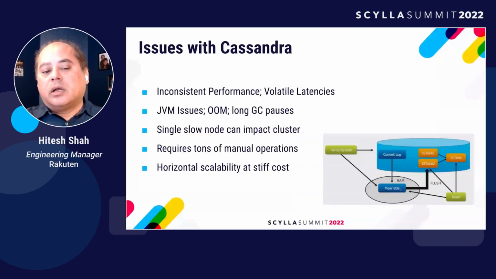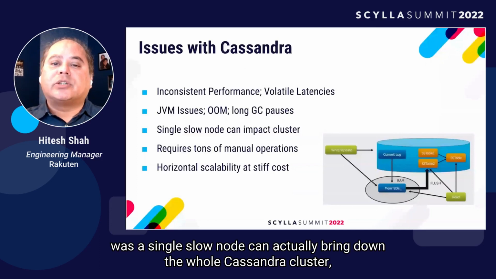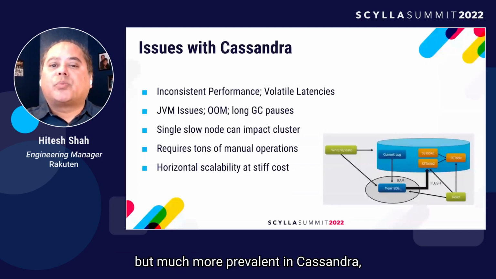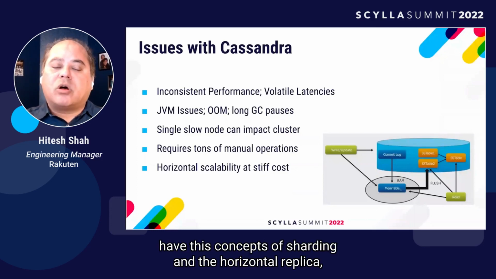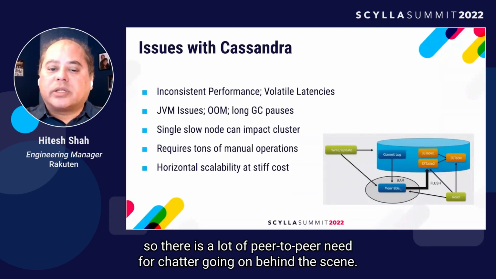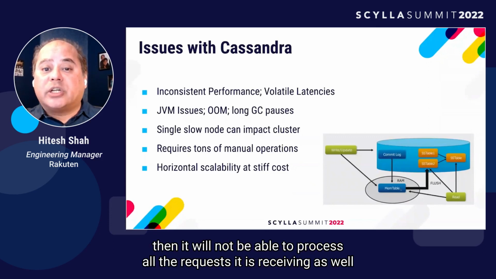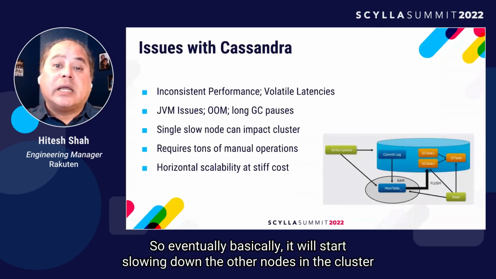One of the major issues which was very prevalent with us was that a single slow node can actually bring down the whole Cassandra cluster. This is very common with a lot of distributed systems, but much more prevalent in Cassandra. The reason is that a lot of these distributed systems have the concepts of sharding, leaders and replicas, so there is a lot of peer-to-peer network chatter going on behind the scenes. If one of the nodes is performing slower, it will not be able to process all the requests it is receiving, nor propagate those requests. Eventually it will start slowing down the other nodes in the cluster, and eventually the whole cluster will come down.